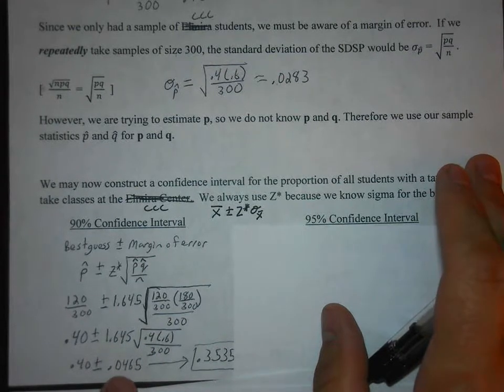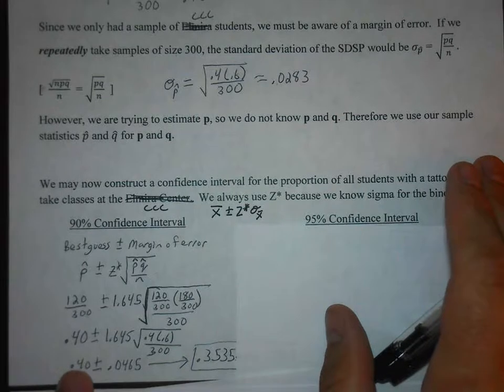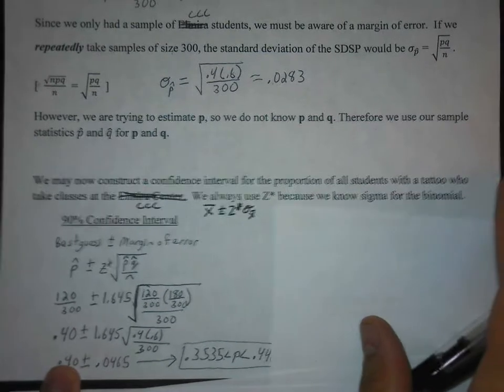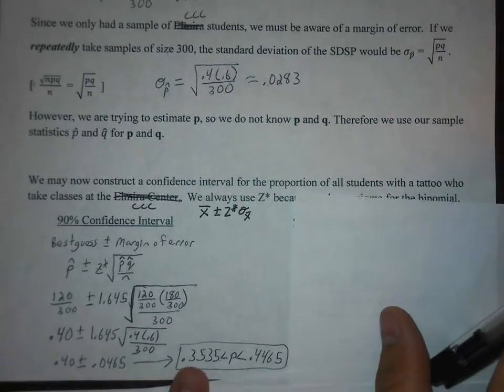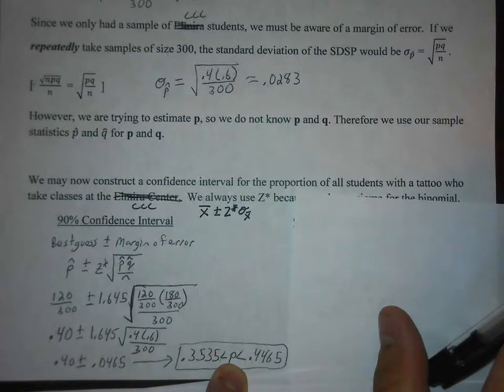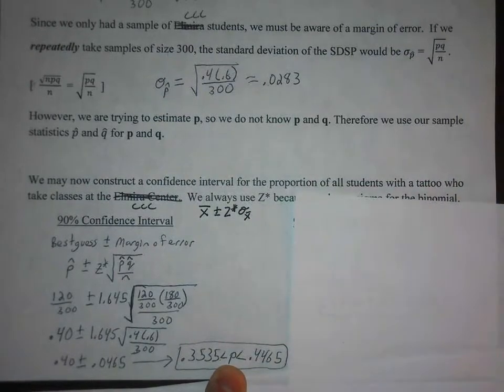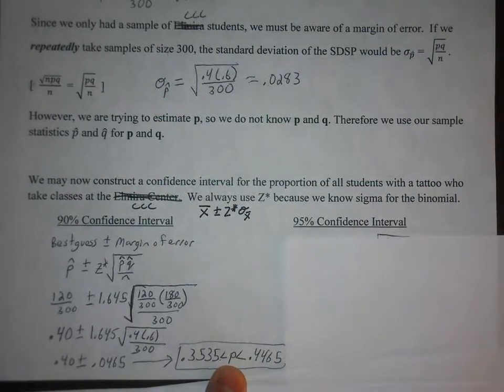So your margin of error is 0.0465, or about 4.65%. Add and subtract that from the best guess for p hat. And your interval, 0.3535 is less than p, is less than 0.4465. So now, rather than mu, a population mean, being in the middle here, p, your population proportion, will be in the middle. Okay, the 95% interval is the same concept.